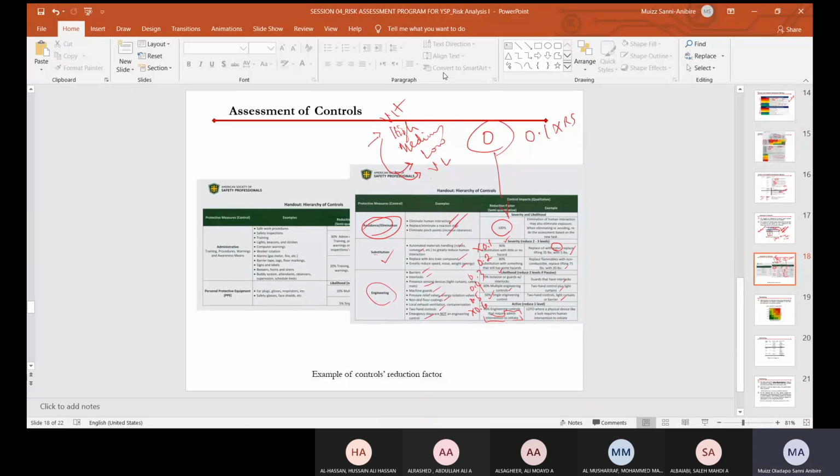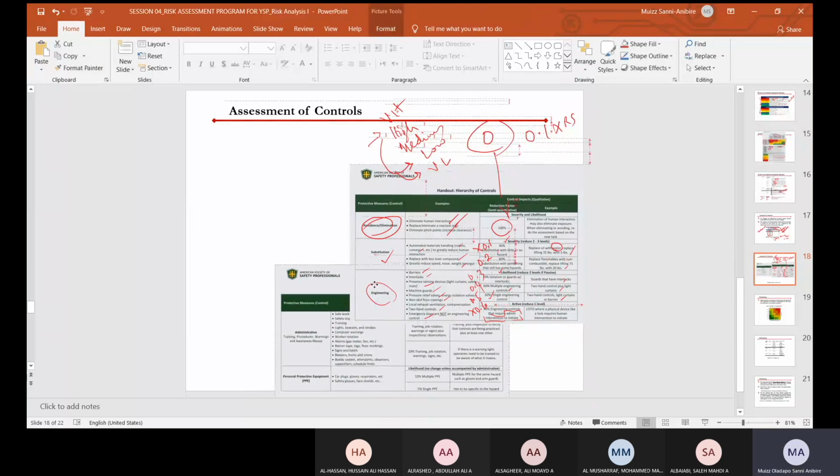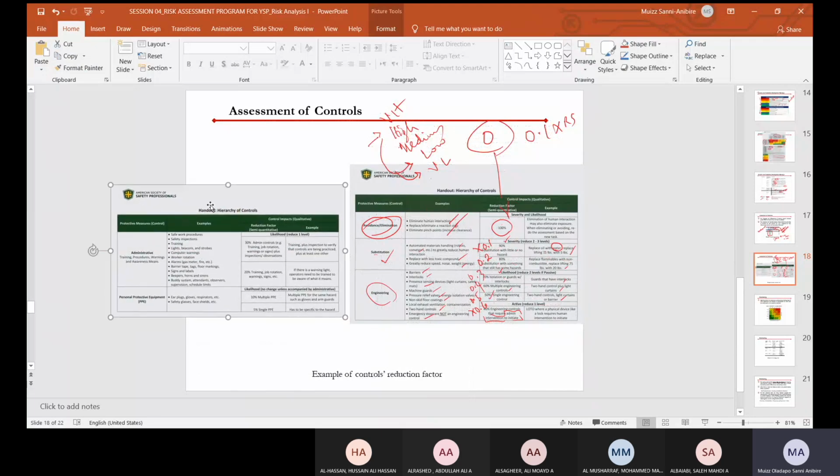Okay, so you can understand this is how you go through the controls and how you assess the effectiveness of the controls. If you look here as well, these administrative controls and these PPEs, examples of administrative controls are listed here: safe work practices, safe inspections, training, lights, beacons, and strobes, worker rotation, signs and labels. Whereas for PPEs, you have earplugs, gloves, respirators, safety glasses, face shields.